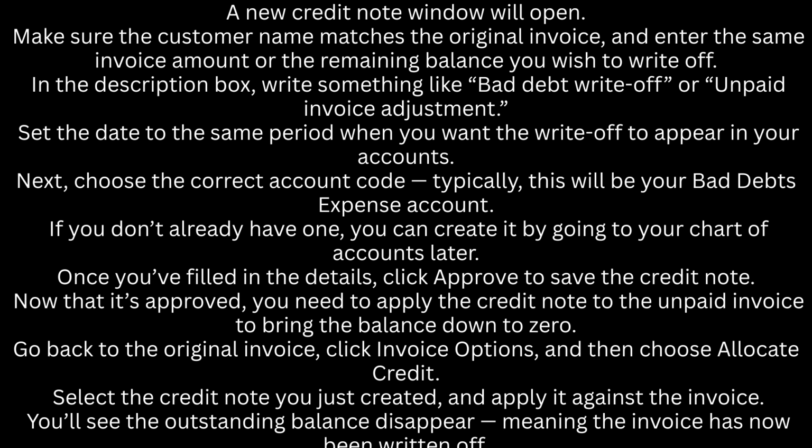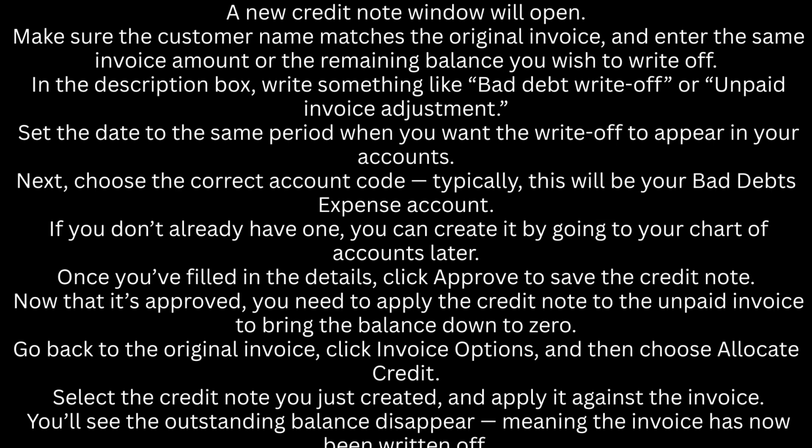Now that it's approved, you need to apply the credit note to the unpaid invoice to bring the balance down to zero. Go back to the original invoice, click Invoice Options, and then choose Allocate Credit. Select the credit note you just created and apply it against the invoice. You'll see the outstanding balance disappear, meaning the invoice has now been written off.